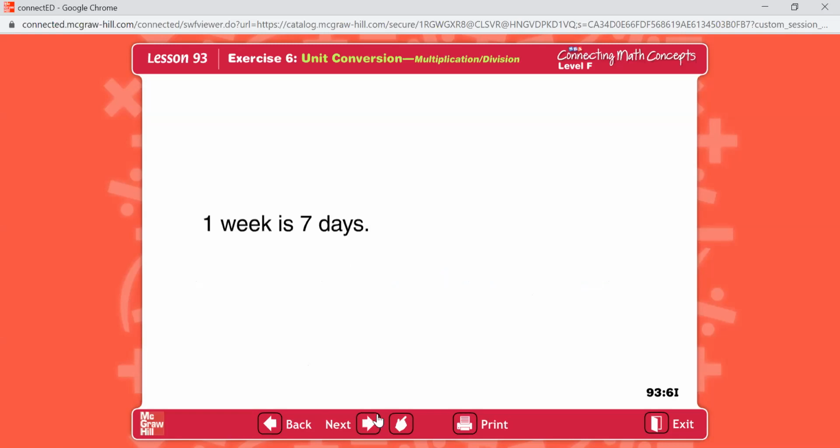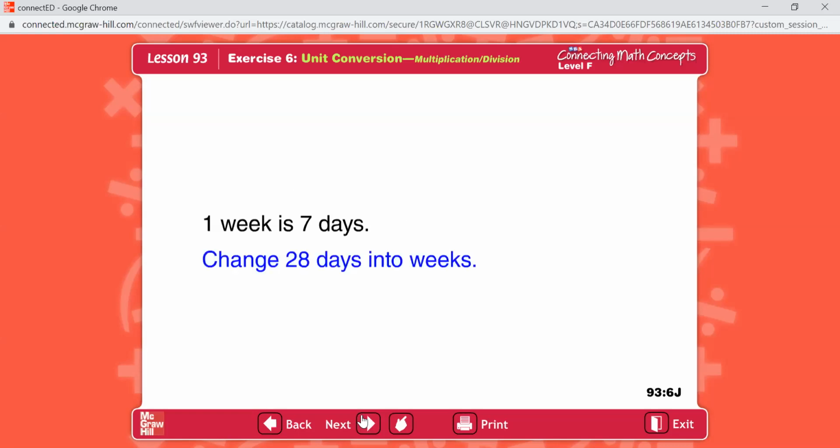Next, read the fact. The fact says 1 week is 7 days. Are there more days or weeks? There are more days. How many more days? 7. So what do you do to end up with days? You multiply by 7. And what do you do to end up with weeks? Divide by 7. Multiply going forward, divide going back.